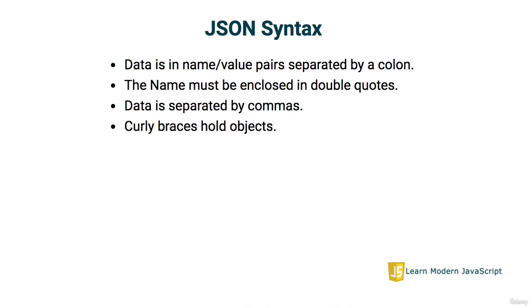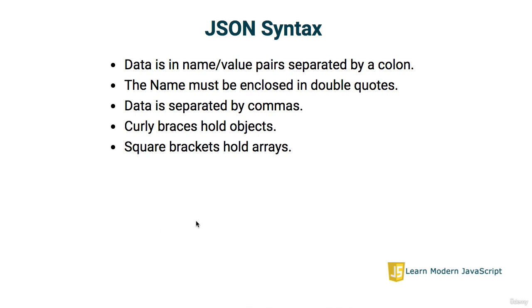Curly braces indicate an object. So you use curly braces around the outside to indicate that it's an object. But if you have objects inside of that object, you need to use curly braces to indicate those objects as well. Square brackets hold arrays. So if you want to indicate an array, you do that with a square bracket.